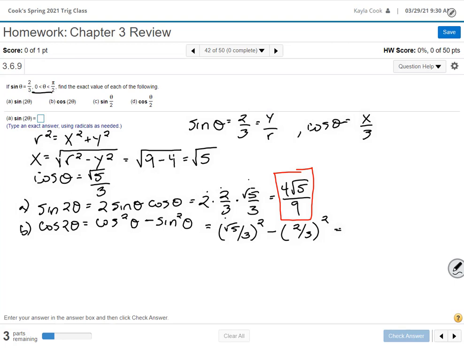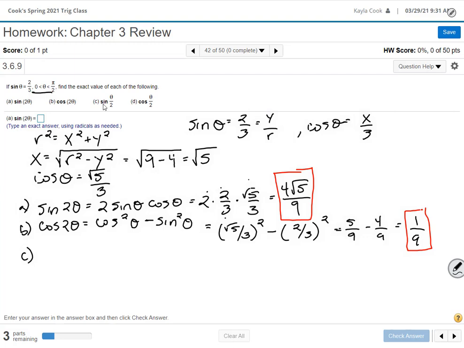So root 5 over 3 squared is going to be 5 over 9. And then 2 over 3 squared is going to be 4 over 9. I subtract and I get 1/9. So that maybe we could have put in our calculator. The first one we couldn't. That was going to give us too complicated of an expression as a decimal in our calculator.